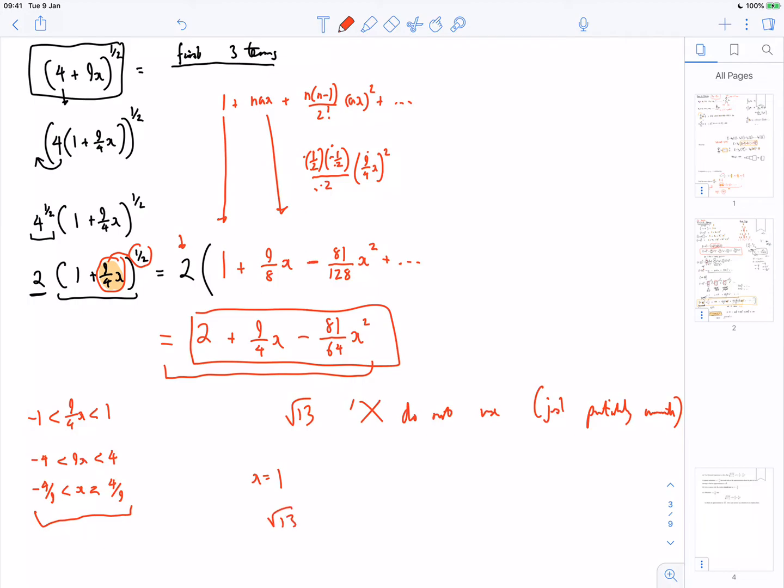Then we're saying the square root of 13 apparently is 2 plus 9/4 of 1 minus 81 over 64 lots of 1 squared. So if I do that, I'm going to have 2 plus 9/4 minus 81 over 64. And that's 2.984375, and if I compare that to the actual square root of 13, the actual square root of 13 is in the region of 3.6055 and so on, and clearly these two numbers do not agree with each other at all.